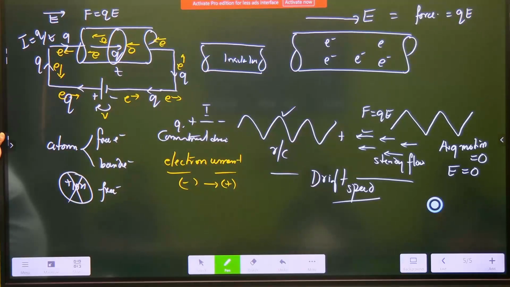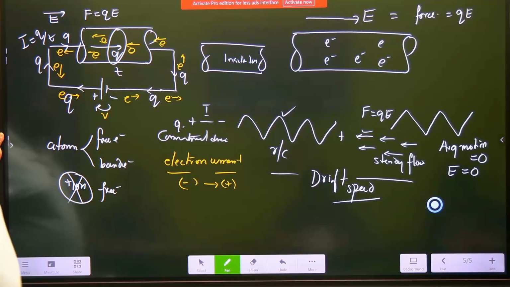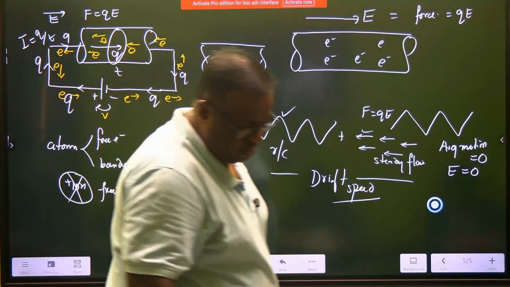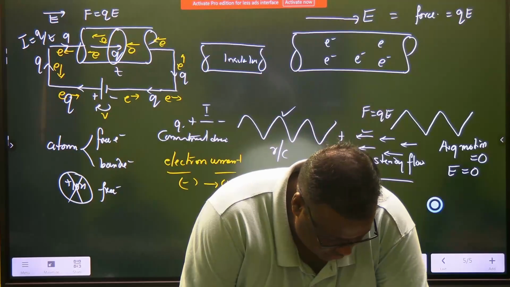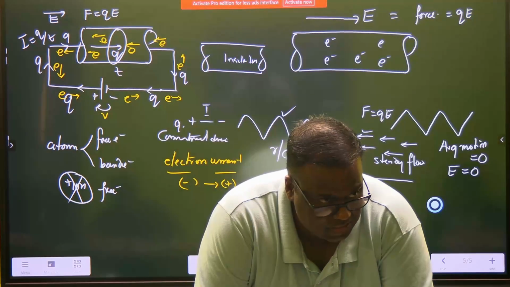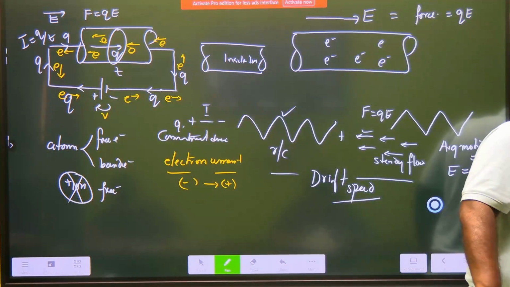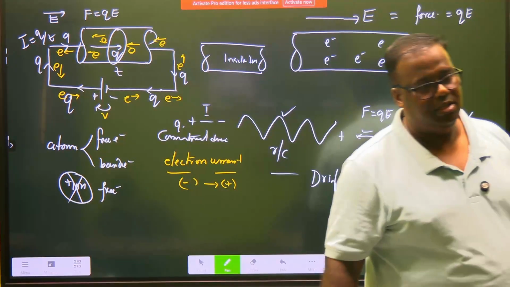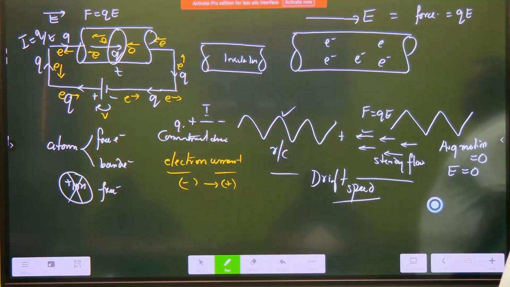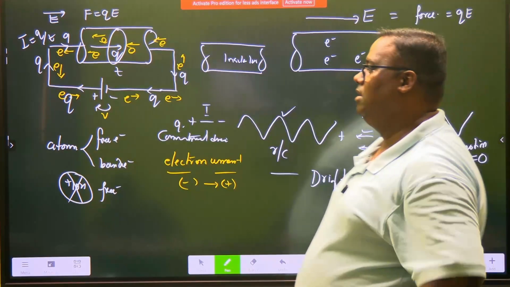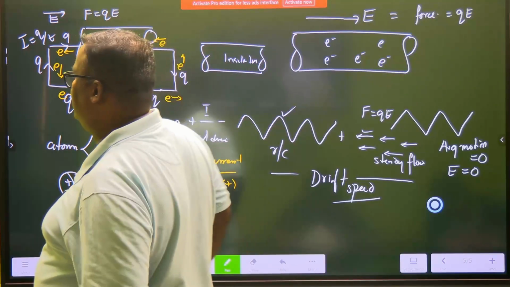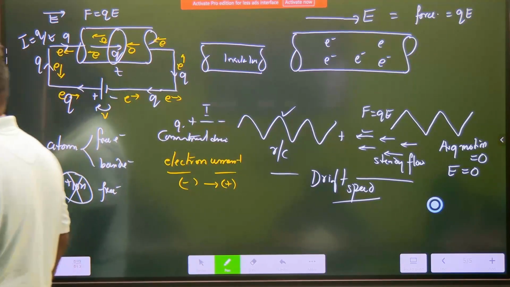Drift speed is the average speed of electrons as they flow in a conductor when its ends are maintained with a potential difference. Drift speed is the average speed, or average velocity, of the electrons due to the electric field created in a conductor when its ends are maintained with a steady potential difference.